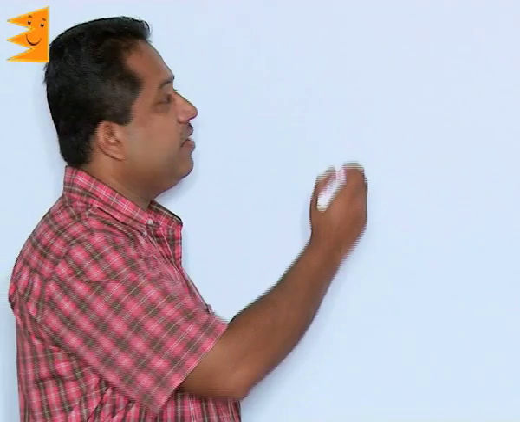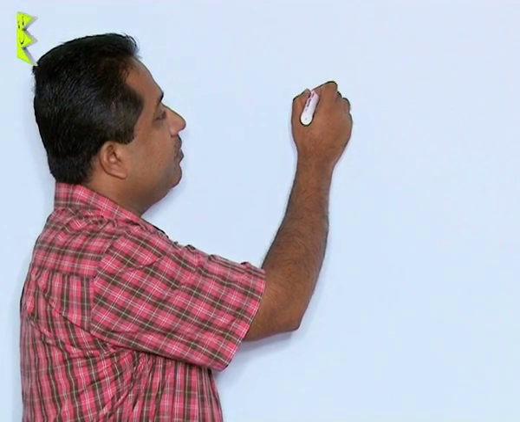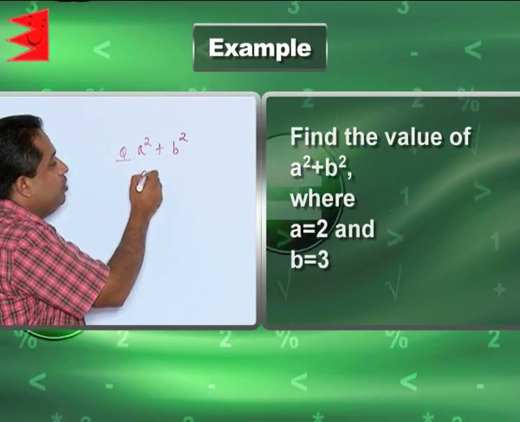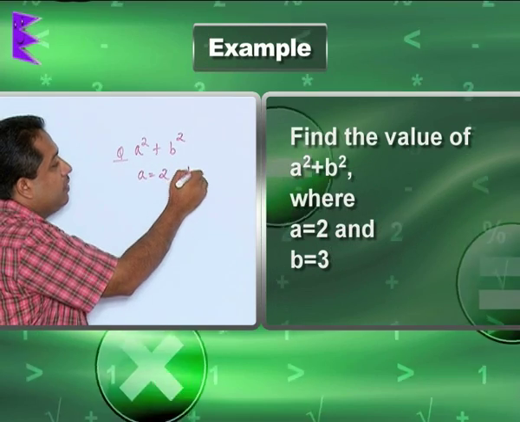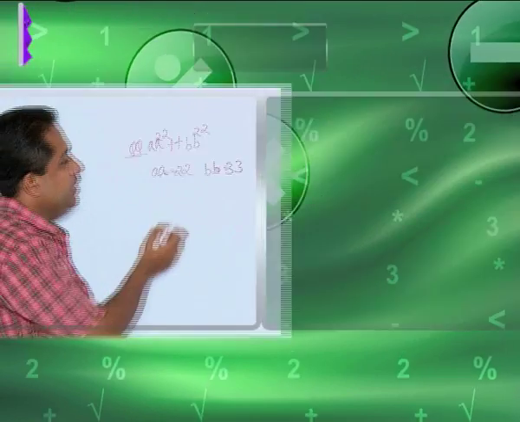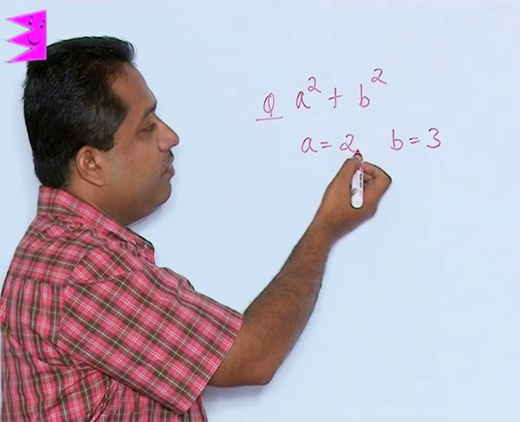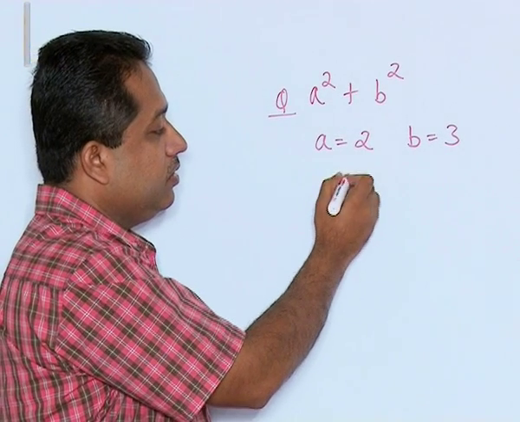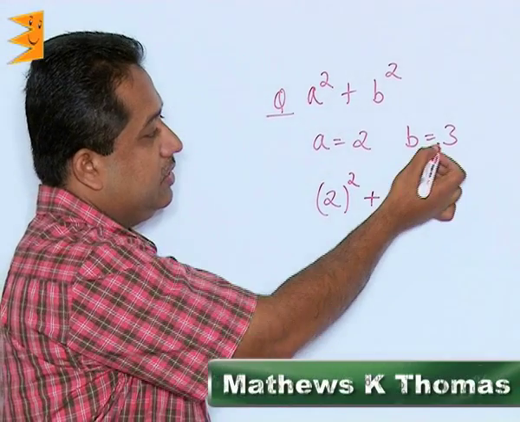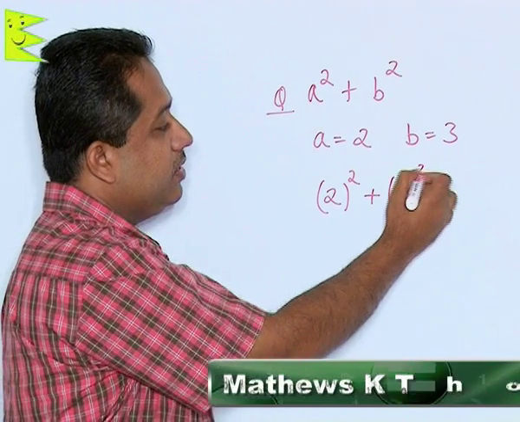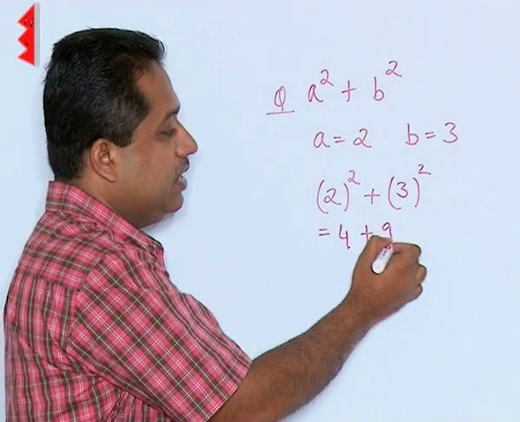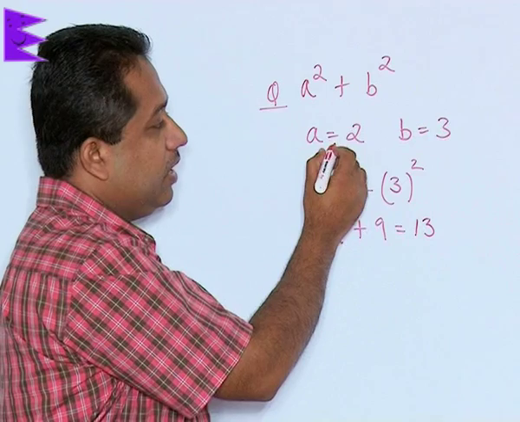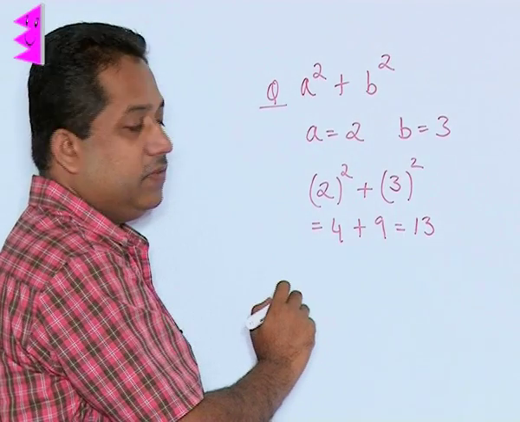Let us consider a question where we have to find the value of an expression. Let's say find the value of a square plus b square. The value of a is given to us as 2 and the value of b is 3. Substituting the value of a as 2, we are going to get 2 square plus the value of b is 3, this is going to be 3 square. So, this is going to be 4 plus 9, and therefore, we can say a square plus b square is equal to 13 when the value of a is 2 and when the value of b is 3.